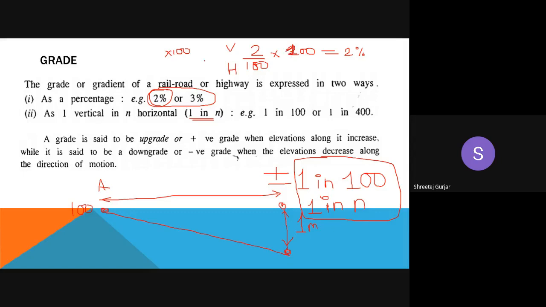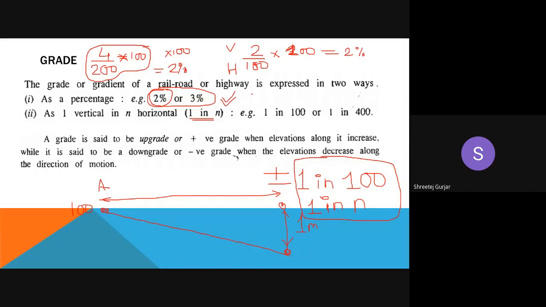Representation in percentage. Similarly, you can have an example of 4 by 200, into 100. Is it correct what I'm writing? Will this value give me 2%? Please correct me if I'm wrong. Okay, so this is how you can represent in percentage.